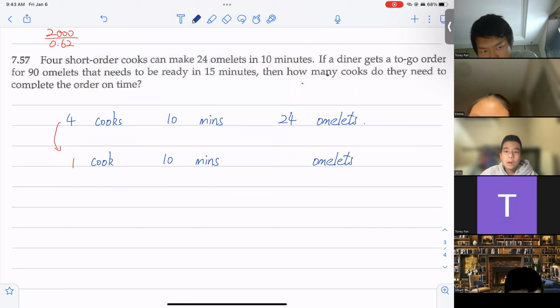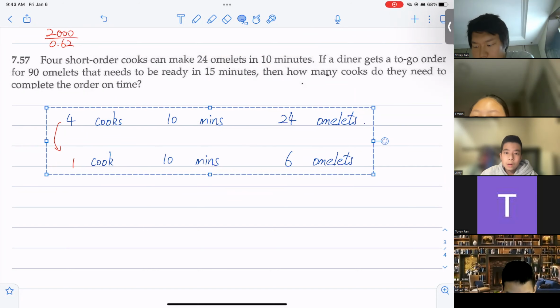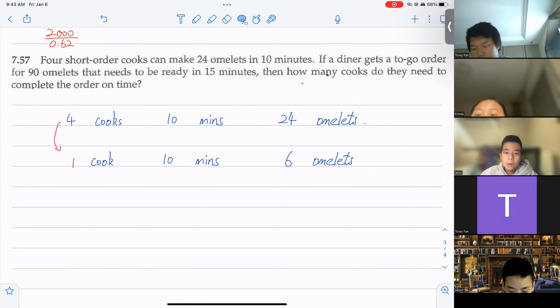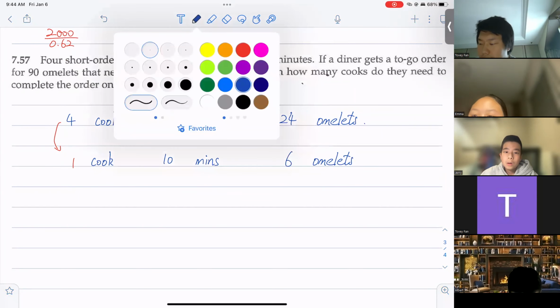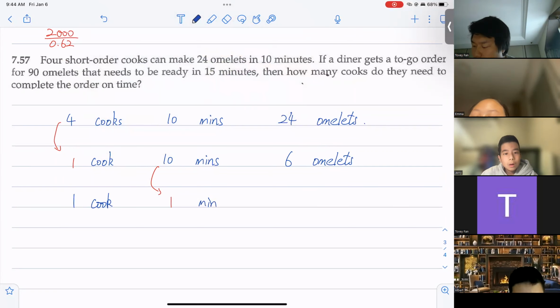And Albert? 6. Just divided by 4, right? Very good. So there's 6 omelets. So Emma, Jerry, that makes sense. Jerry, you got it right. Yeah, Emma, does that make sense? Right? First, bring it down to 1, okay? And then the second step is to bring the minute down to 1 too, okay? 1 minute. So now we can figure out, what about one cook in 1 minute? How many omelets can he make?